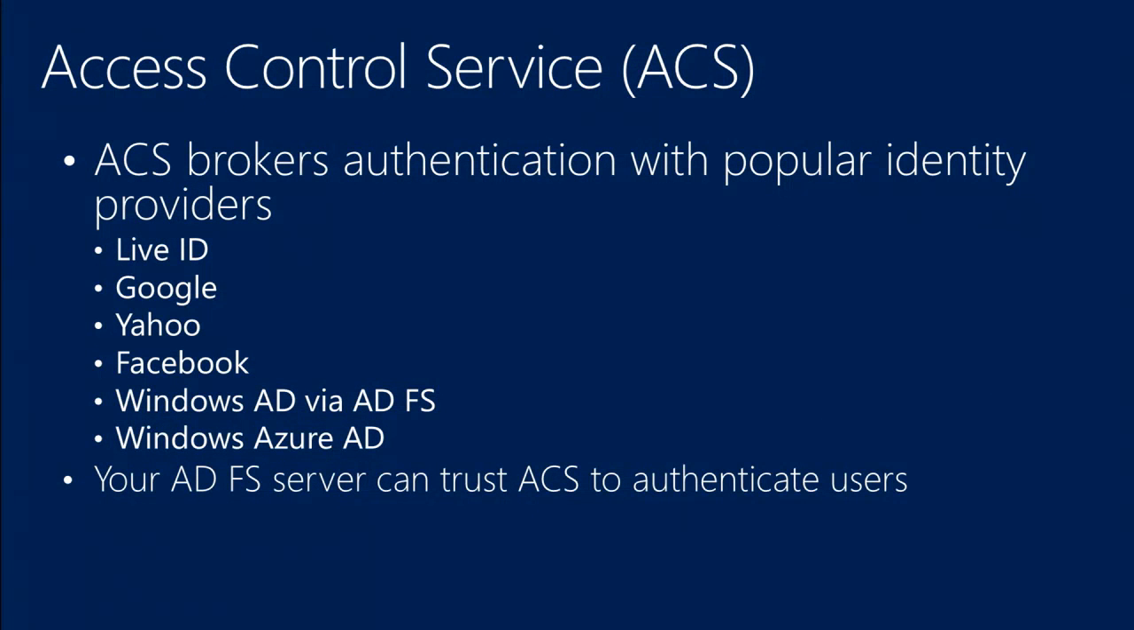At the moment, we have the identity store, the authentication mechanisms, and the access control service. There will be more in the future. There will be future services. But the idea of the ACS is that it's a broker service, so we can federate against different identity stores: Live ID, Google, Yahoo, Facebook, your own AD, your partner's AD, and so on. And also, of course, Windows Azure AD.